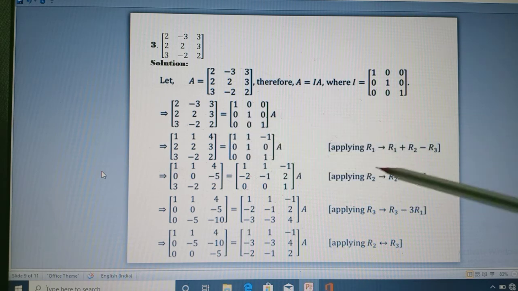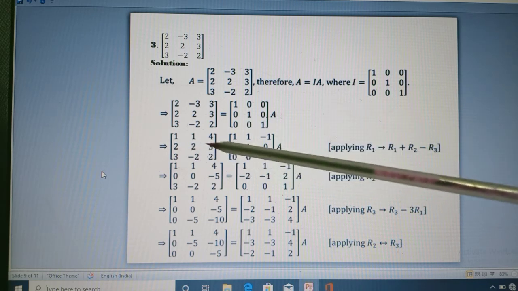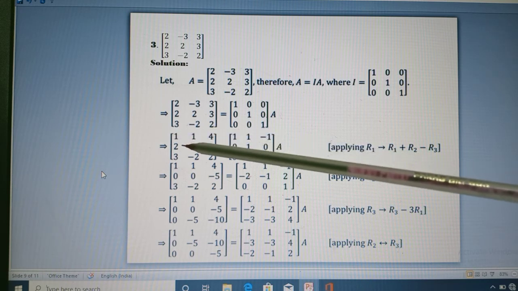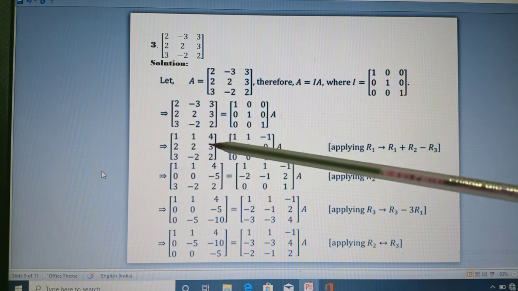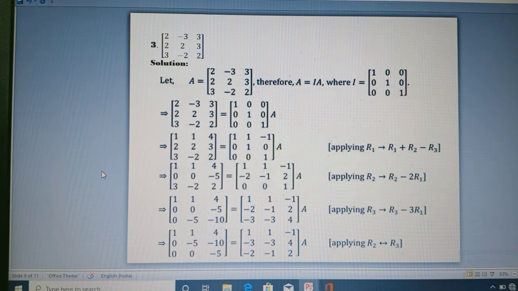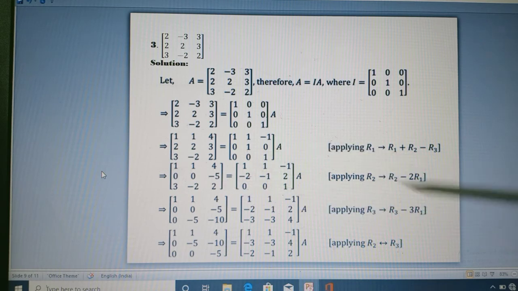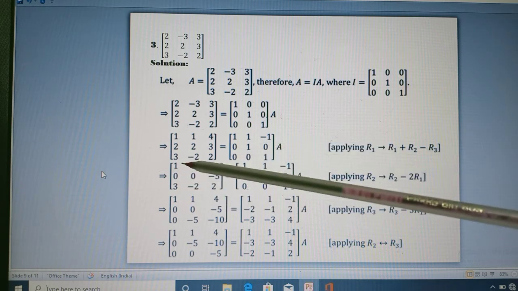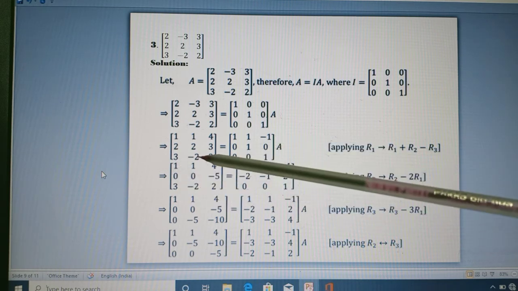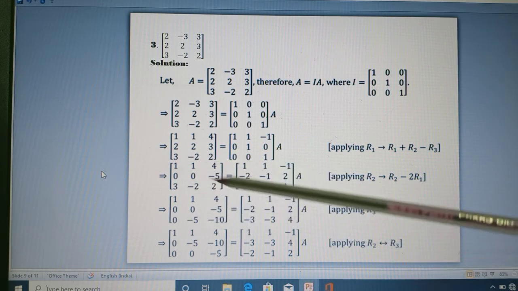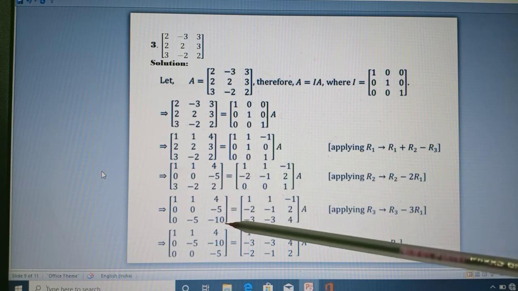Second, R2 we are going to change to R2 minus 2R1. The second row changes by subtracting the first row multiplied by 2. So 2 minus 2 is 0, 2 minus 2 is 0, 3 minus 8 is -5. Then R3 is going to change to R3 minus 3R1. So 3 minus 3 is 0, -2 minus 3 is -5, 2 minus 12 is -10.